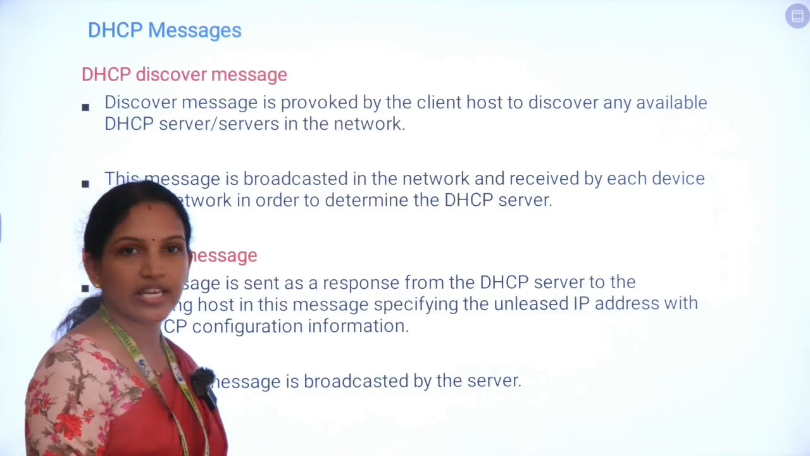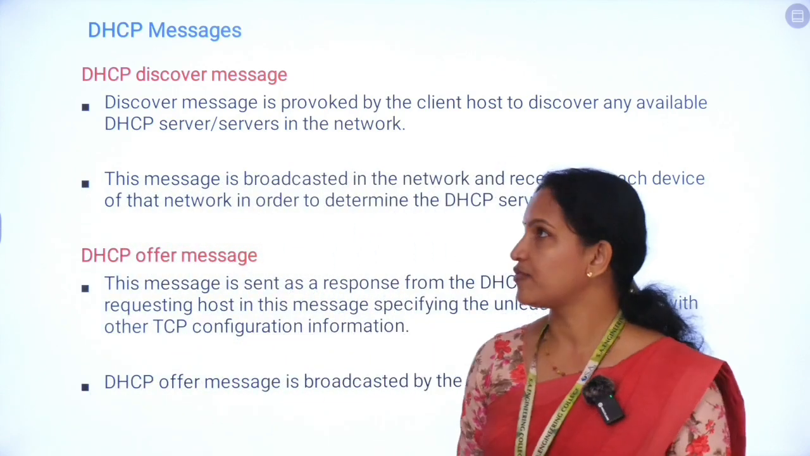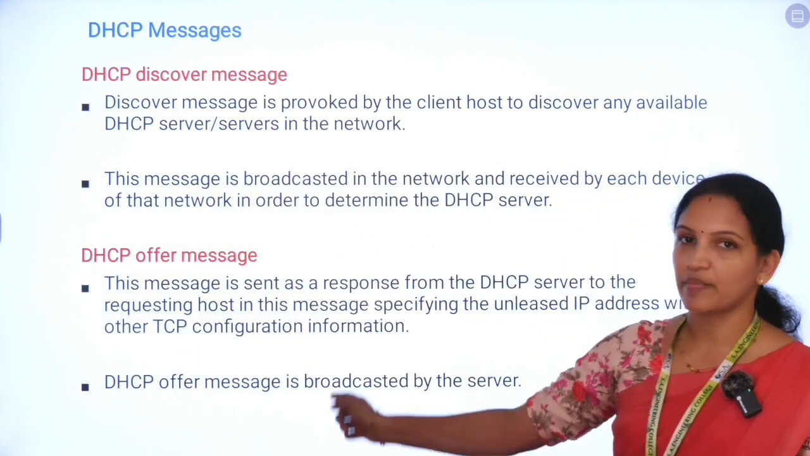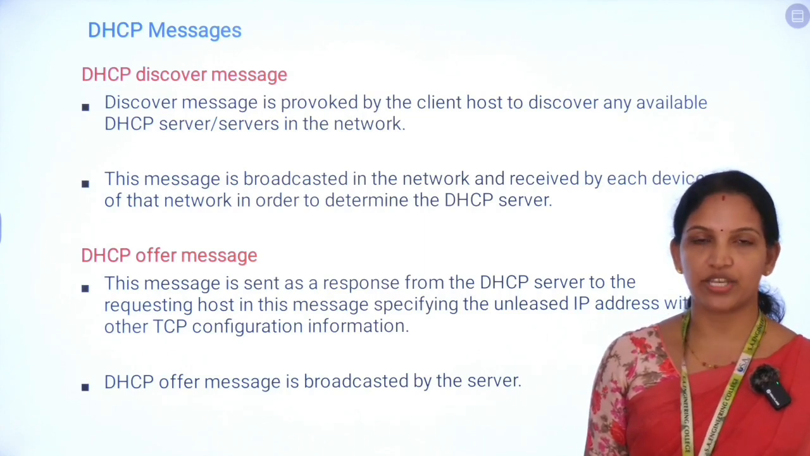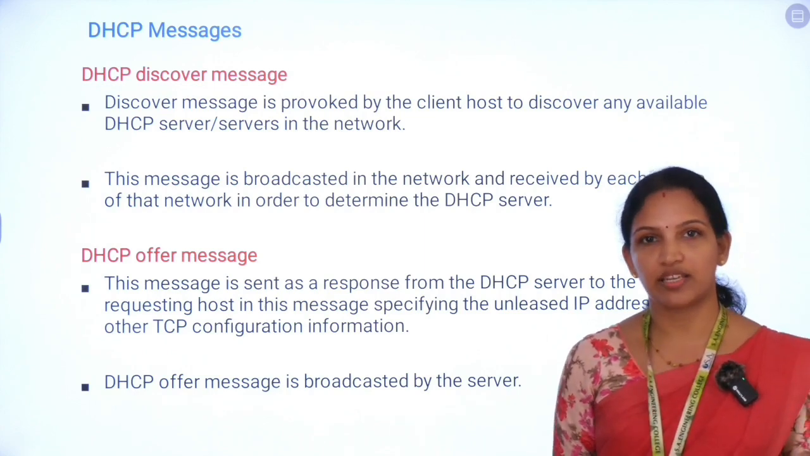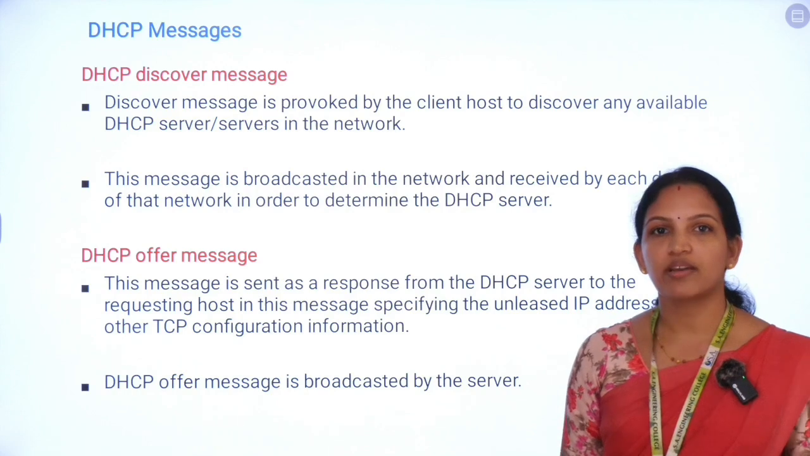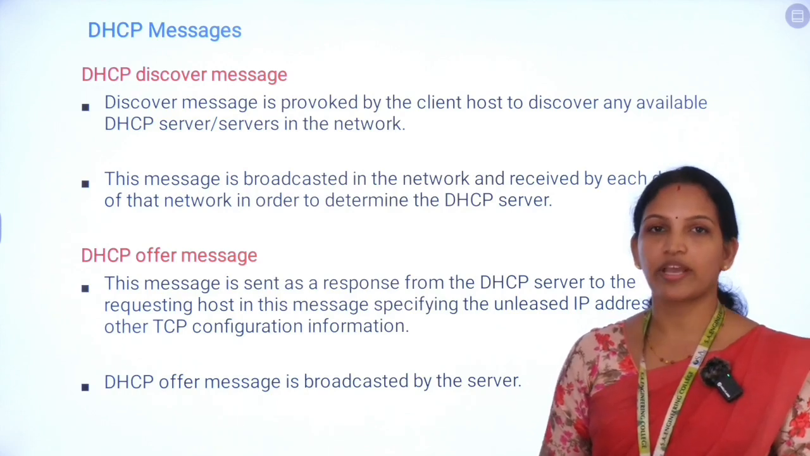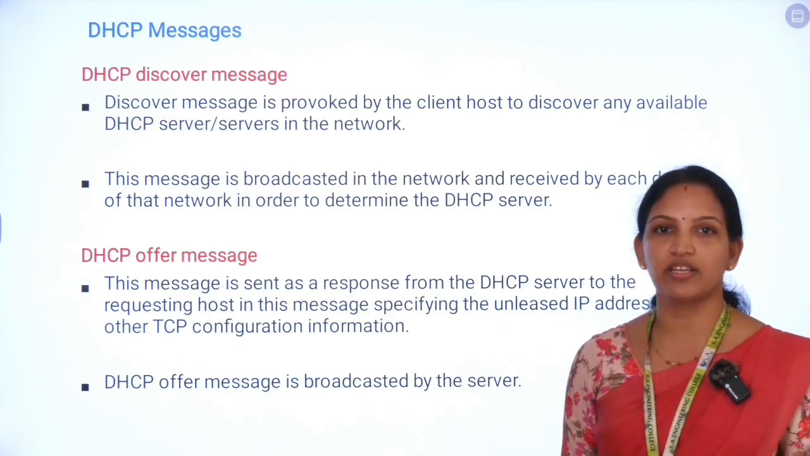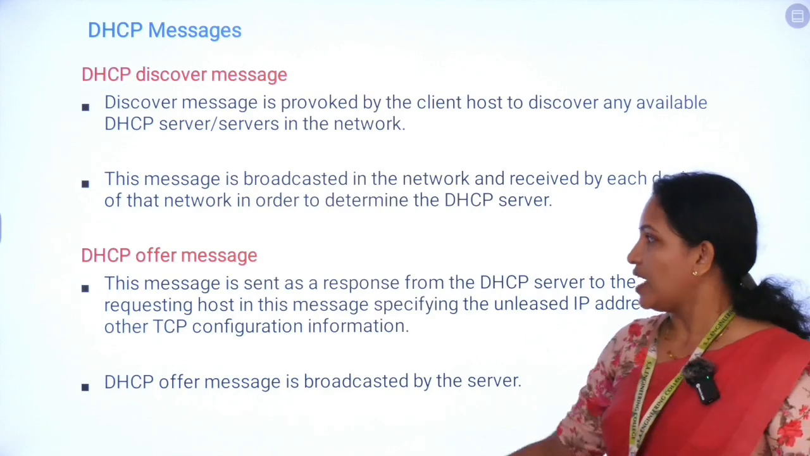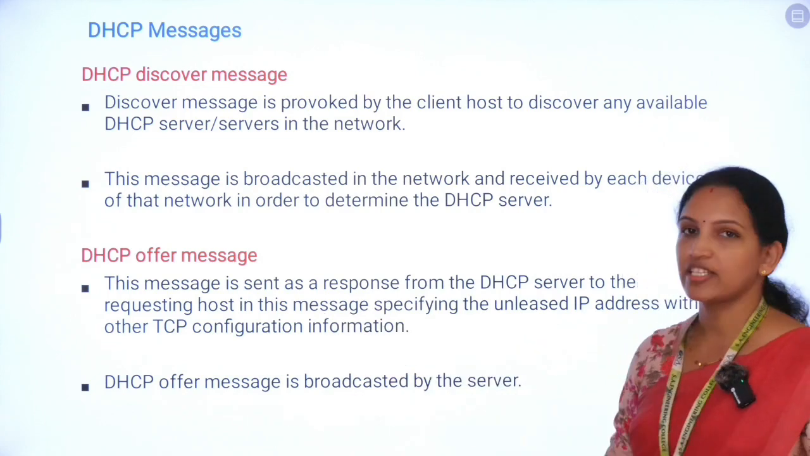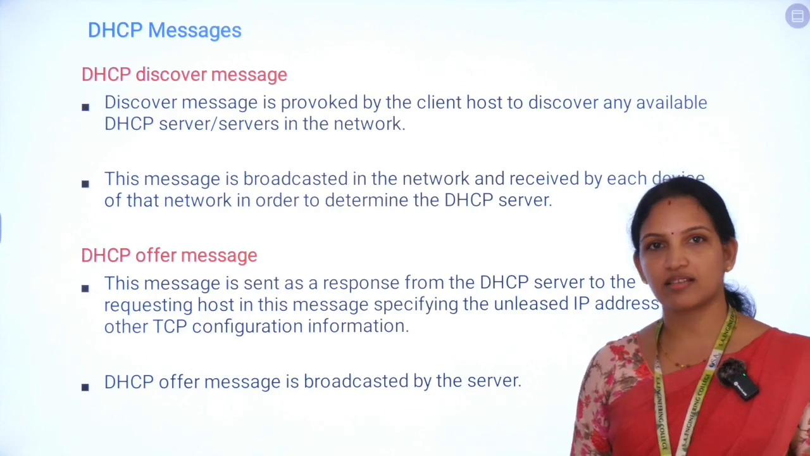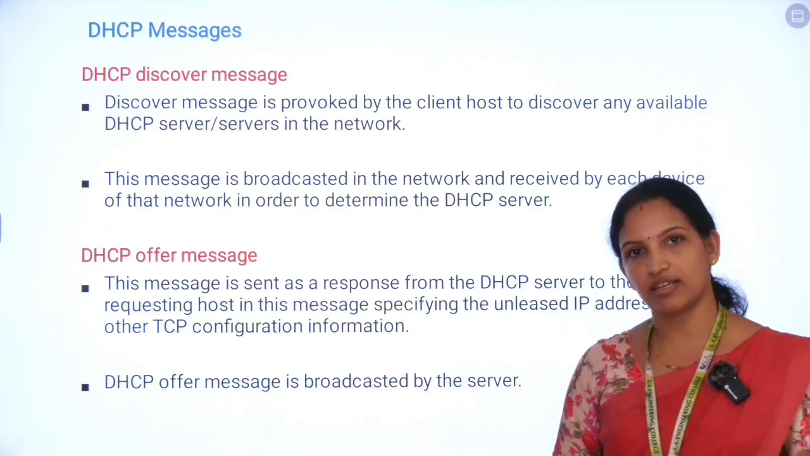So next we will see each of these messages in detail. The first message is DHCP discover message. This is a message which has been sent by the client machine to the network that will be broadcasted to discover the DHCP server. So every device in the network will be receiving this message. Upon receiving this message, the server will reply with an offer message which will contain the IP address and other configuration information for the client machine.